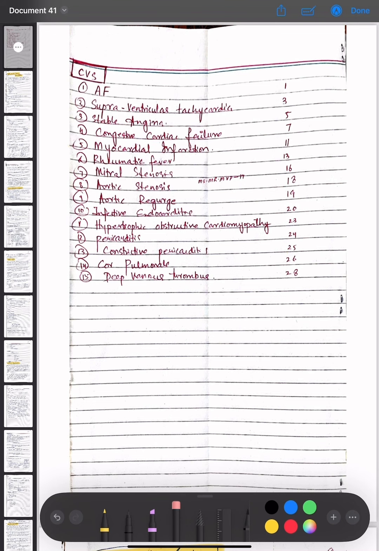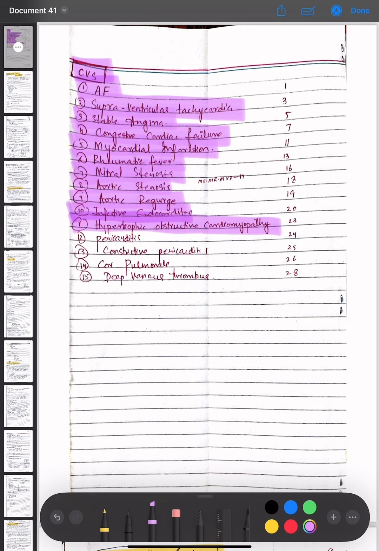So starting our video, in CVS we will discuss the following topics: atrial fibrillation, supraventricular tachycardia, stable angina, congestive cardiac failure, myocardial infarction, rheumatic fever, mitral stenosis, aortic regurgitation, infective endocarditis, hypertrophic obstructive cardiomyopathy, pericarditis, constrictive pericarditis, cor pulmonale, and deep venous thrombosis. We will discuss all these topics in this video.